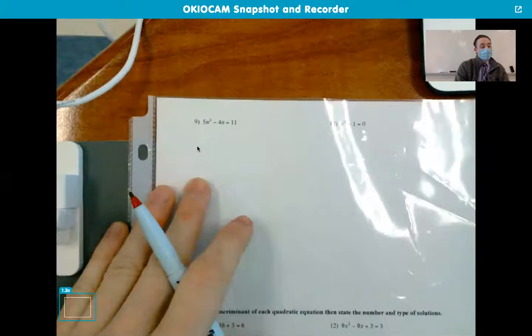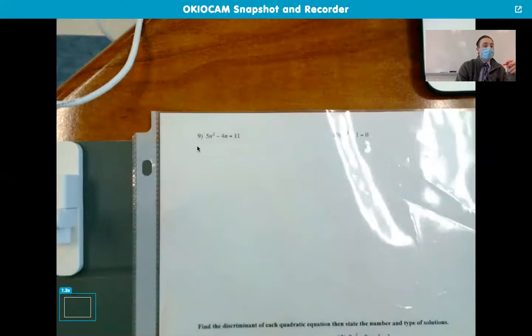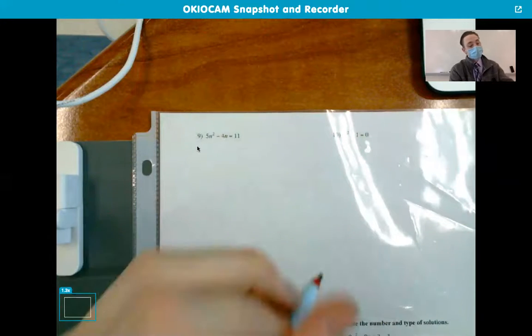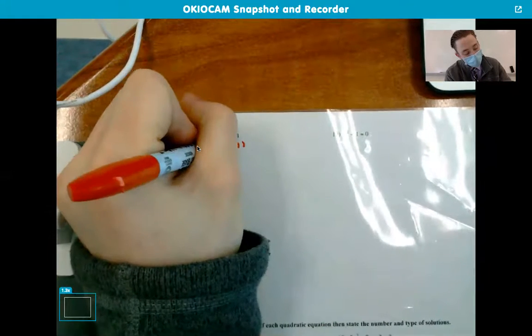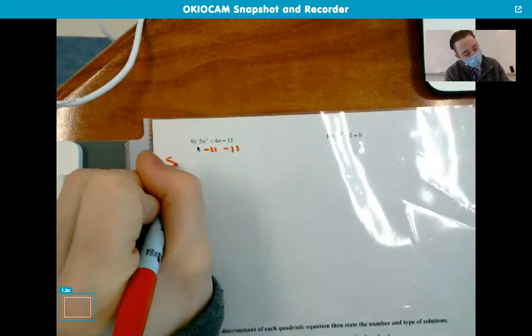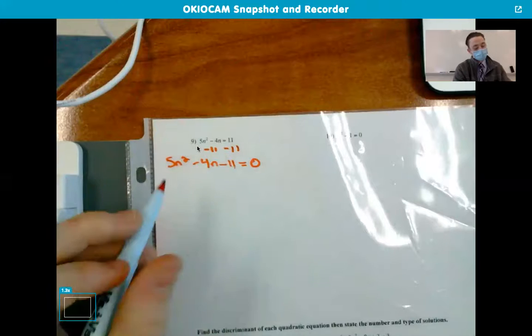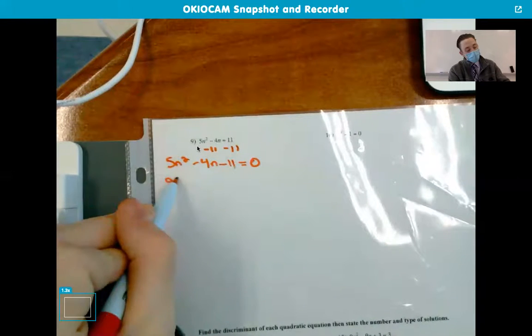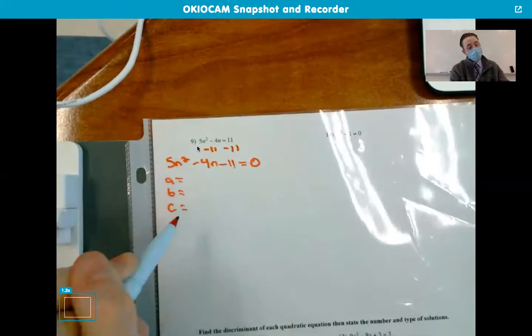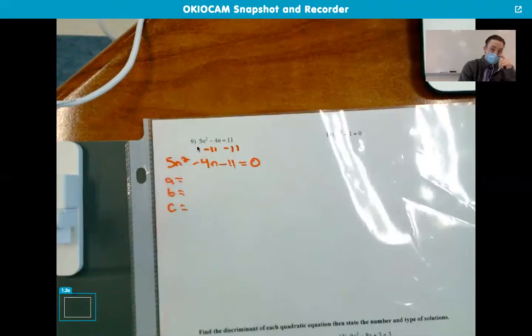All right. What do we notice that's different about number 9 in comparison to what we've done so far? It doesn't equal 0, right? So then what would I have to do for it to equal 0? Subtract 11 from both sides. So I'll get 5n squared minus 4n minus 11 equals 0. Now that it's set equal to 0, my next step is to list the a, b, and c values. So what are a, b, and c?